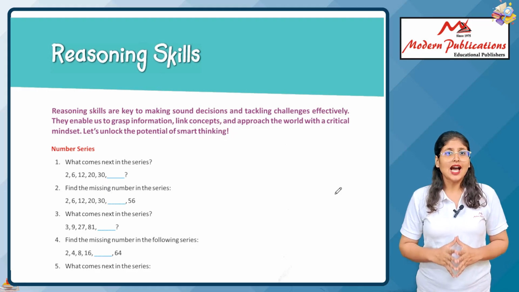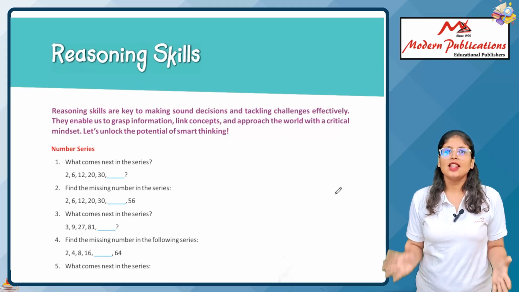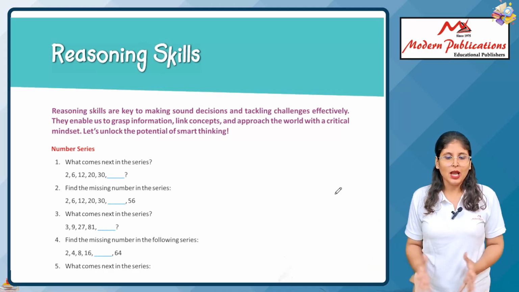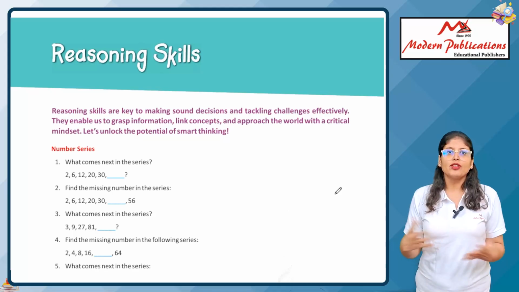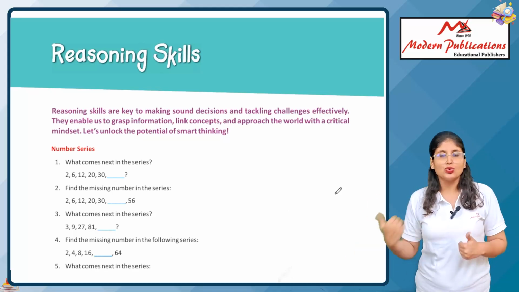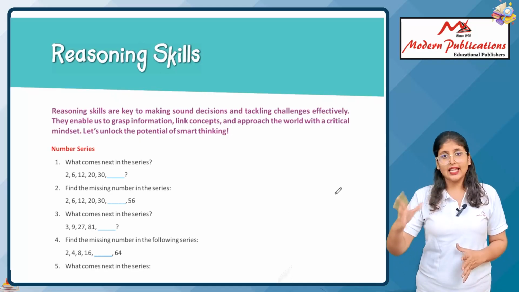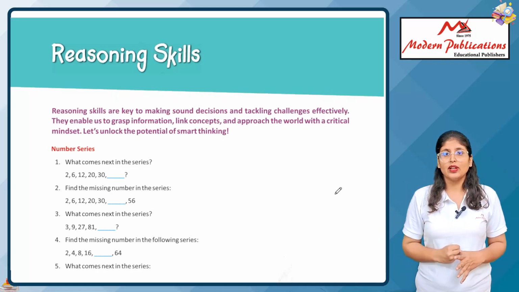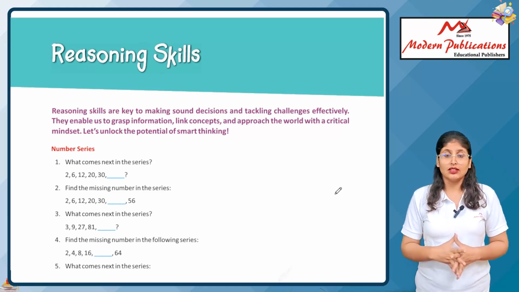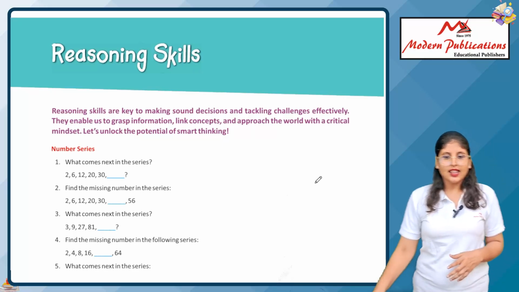So, we will start reasoning skills here. This is the last chapter of your book, and this is the longest chapter. We will see some of the reasoning skills like number series, analogy, odd one out, puzzles, and all these things that will boost your mind and apply logical and creative thinking. So let's start reasoning skills.